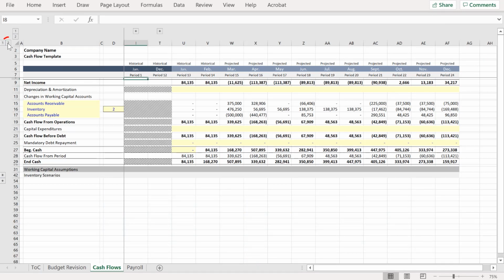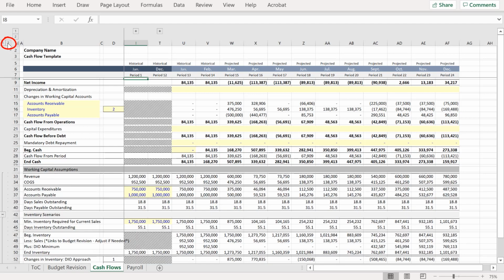To get started, let's expand all grouped rows so that we can get a better look at this worksheet. And until we take a look at the balance sheet items below, I'm going to keep the historical period grouped with the exception of the first and last month.